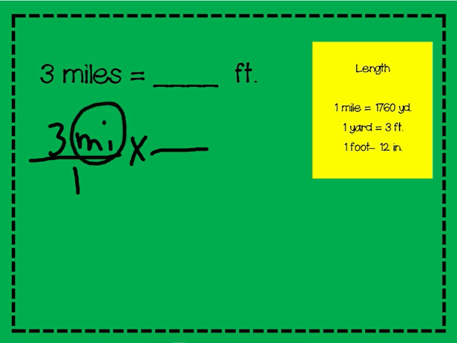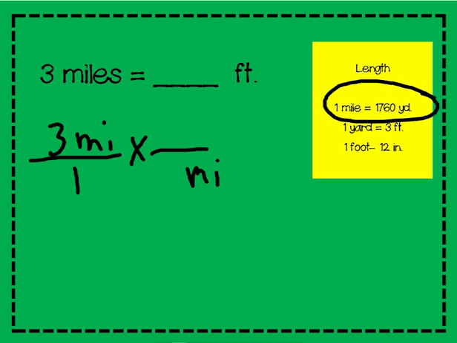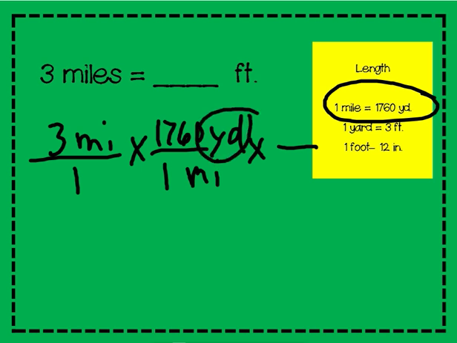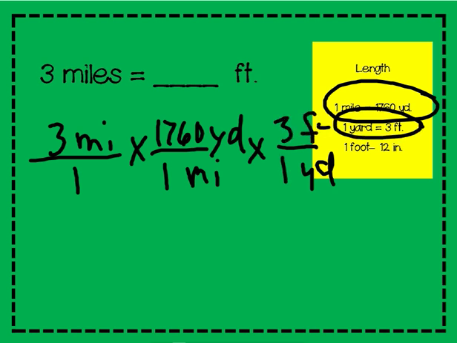Since I have miles on the top, I need miles on the bottom. This is the only conversion that has miles in it, so 1 mile equals 1,760 yards. And now I have to get it to feet. So since I have yards right here, I also need yards on the bottom. 1 yard equals 3 feet.